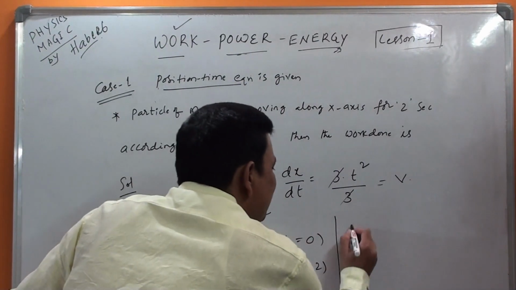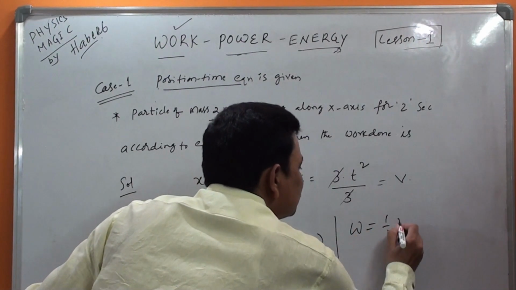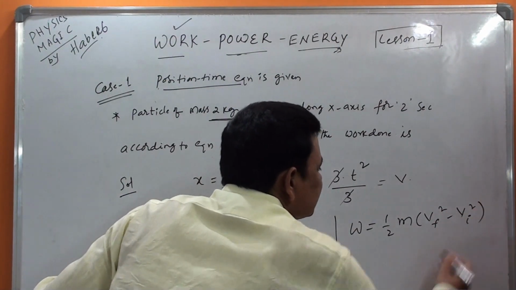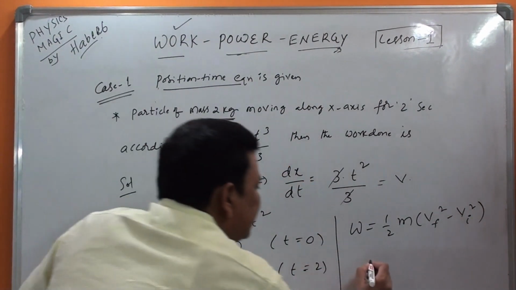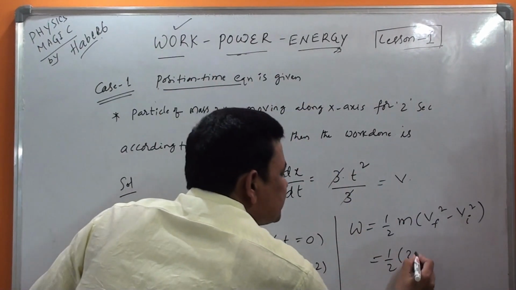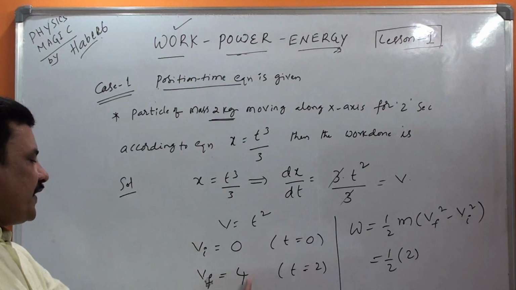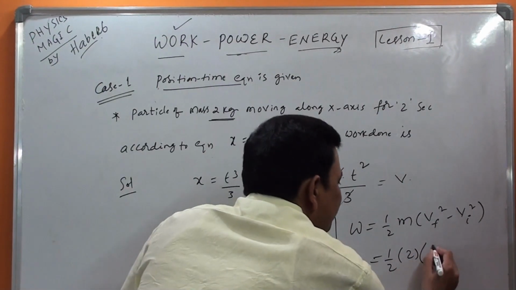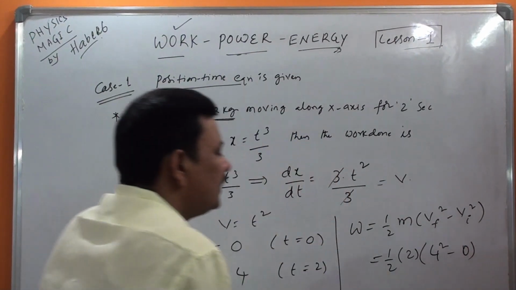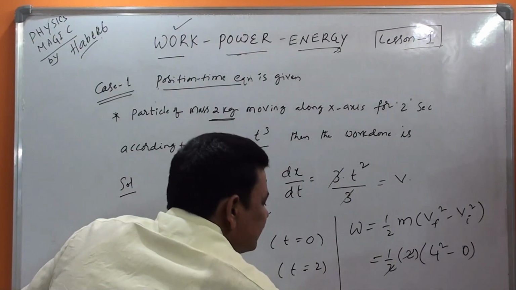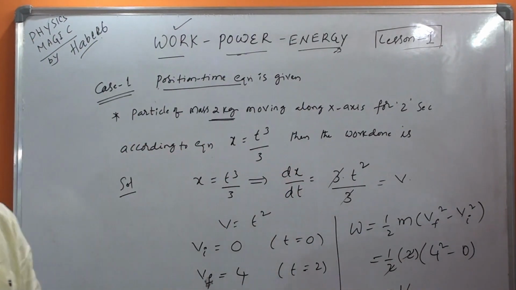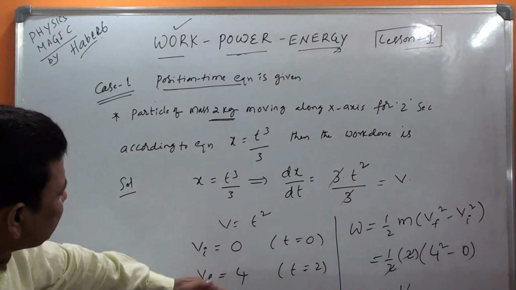Then the simple formula I said: W is equal to half m into v final square minus v initial square. It is nothing but half, m is how much? 2 kg. Then v final is 4, then 4 square minus 0. Here these two get cancelled. Simply you will get 16 joule, because 0 no need to consider. This is how simple it is.